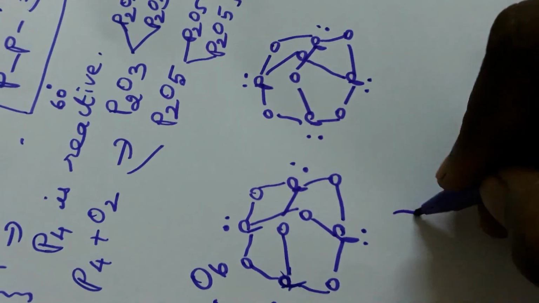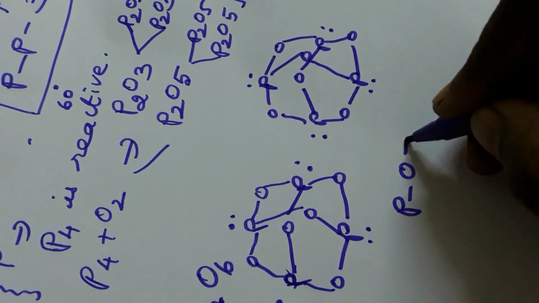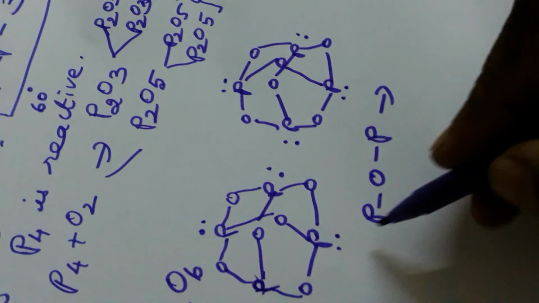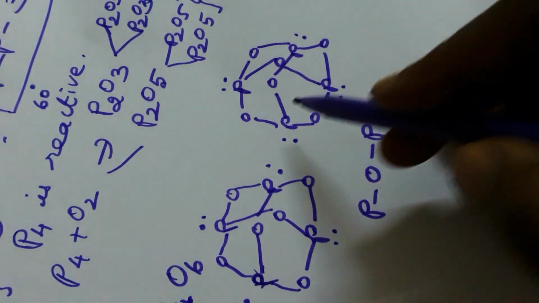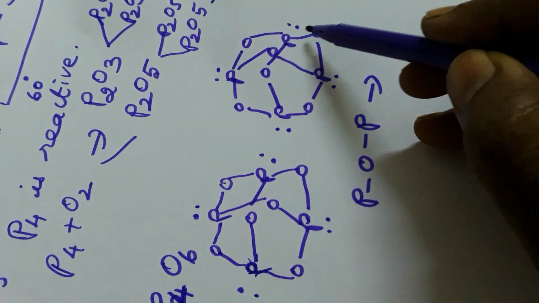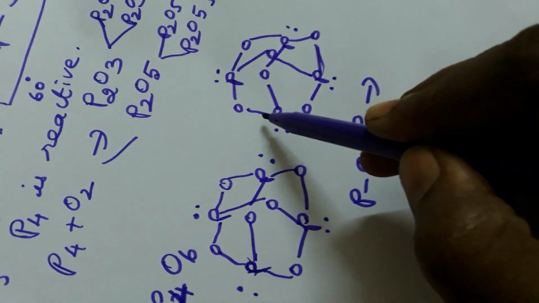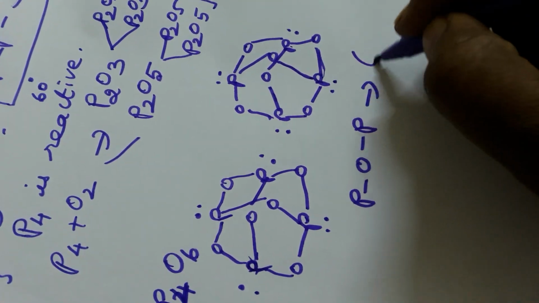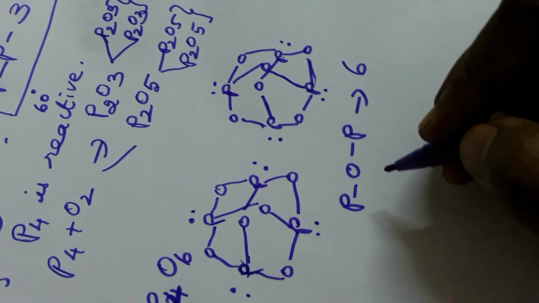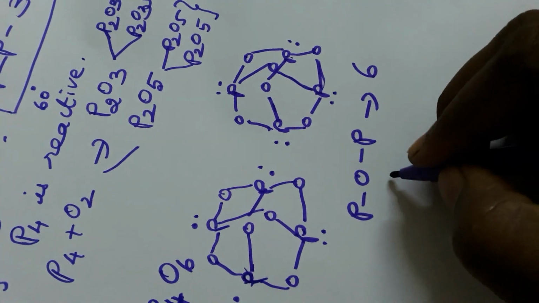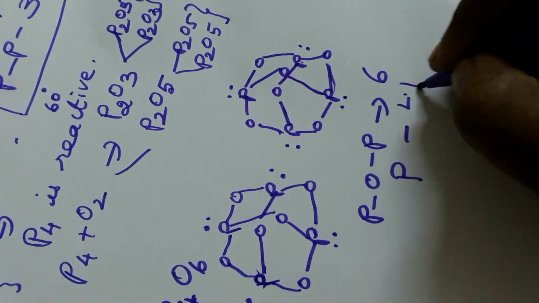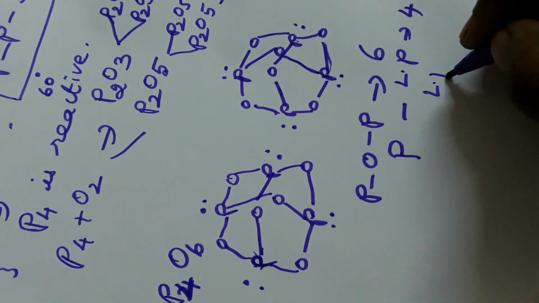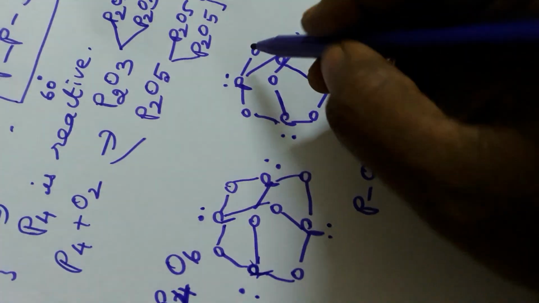Now count: how many P-O-P bonds are present? This is a very important question. So 1 POP, 2 POP, third POP, fourth POP, fifth POP, sixth POP. So a total of 6 POP bridges are present. And lone pairs of electrons on phosphorus: 1, 2, 3, 4. Now the lone pairs on oxygen: each oxygen has 2 lone pairs.